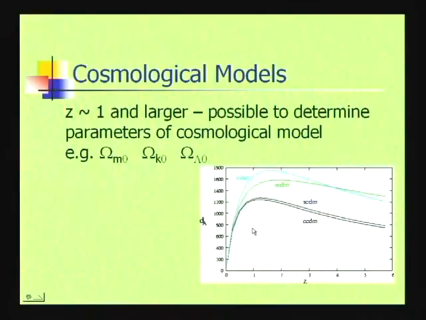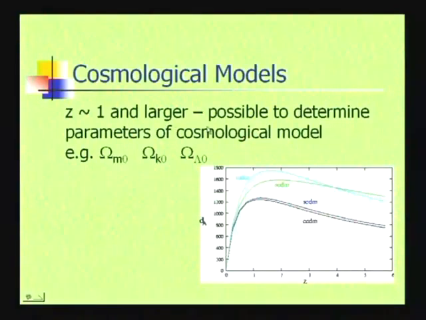Now, this was at low redshifts. If you can carry out the same observations, that is, you get the distance independently, get the redshift independently at large redshifts, so redshifts 1 or larger. At these large redshifts, the model predictions depend on the cosmological parameters. They are different for different cosmological models. We have discussed this in the last class.